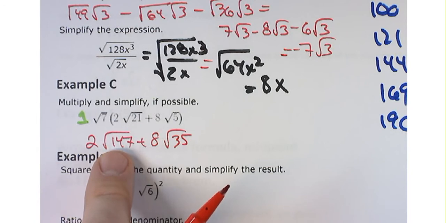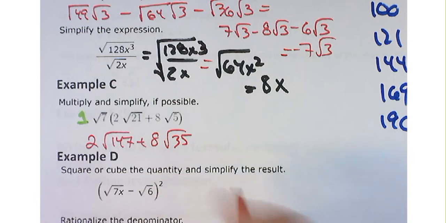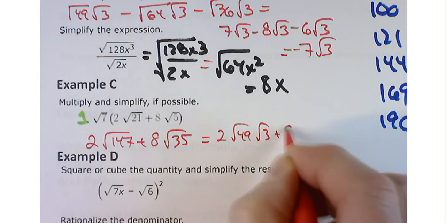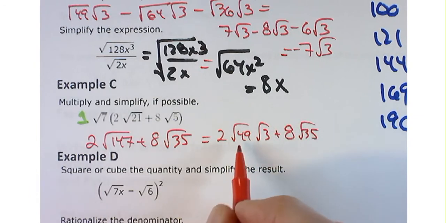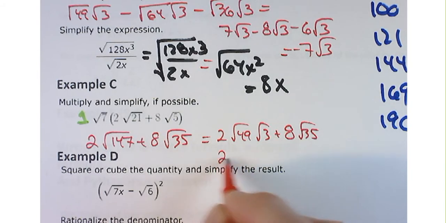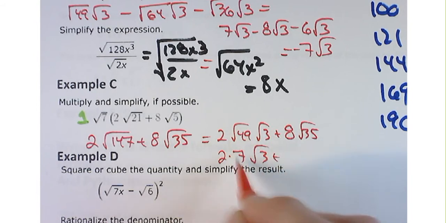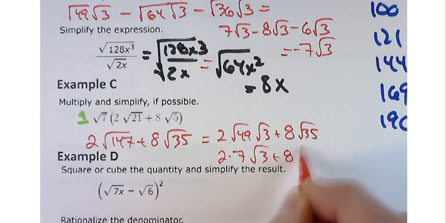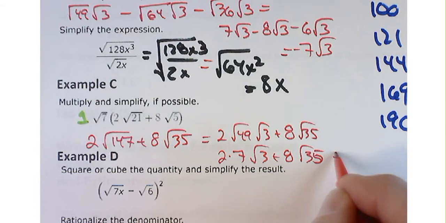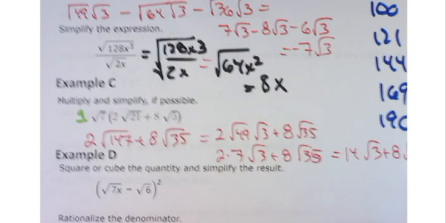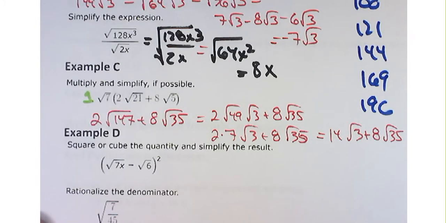I'm looking back. I don't think we've dealt with square root of 147 yet. Oh, yeah, we have. That was square root of 49 times the square root of 3, plus 8 square roots of 35. Square root of 49 is 7. Make sure you get rid of the square root when you take the square root of 49. Some people leave the square root around the 7, and that's a mistake. And then finally, 2 times 7 is 14. So 14 square roots of 3 plus 8 square roots of 35. And it went off to the edge of the page there.